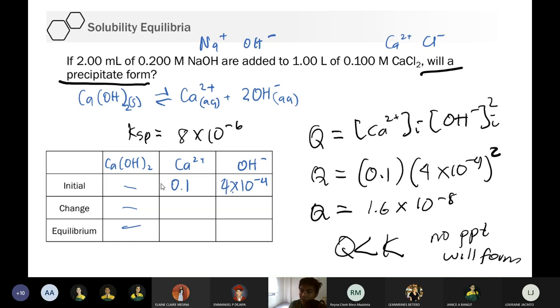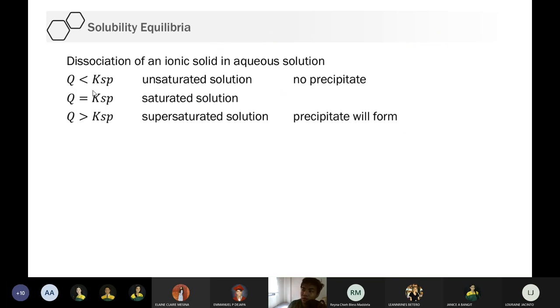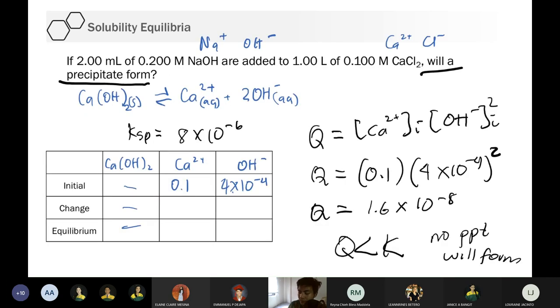Okay, so again, wala pa tayong mabubuong precipitate. Kasi sabi natin, Q is less than the K. And sabi dito, if your Q is less than the K, no precipitate will form. Only a precipitate will form pag Q is greater than K na. Okay. So, doon lang siya mag-start mamuo. So, yan lang.